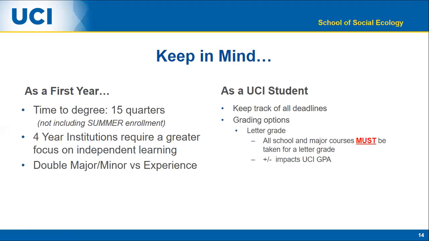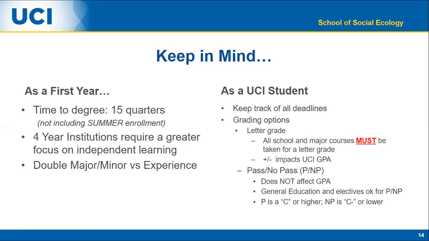For the School of Social Ecology, you have to take all of your school and major classes for a letter grade. Keep in mind that the plus and the minus does affect your GPA. So you want to make sure that all of your grades are C's or higher. You can take some courses pass, no pass. This does not affect your GPA. General education courses are okay for pass, no pass, but anything that you take for your school or your major has to be taken for a letter grade.